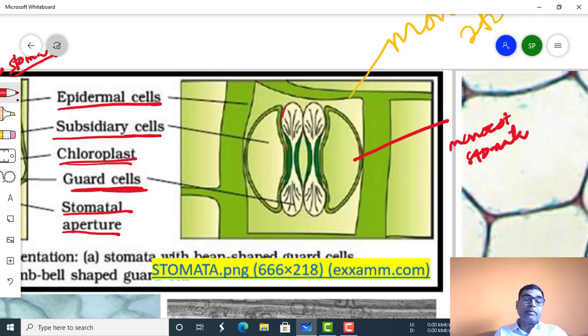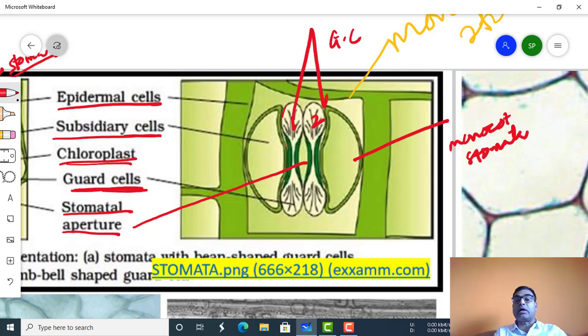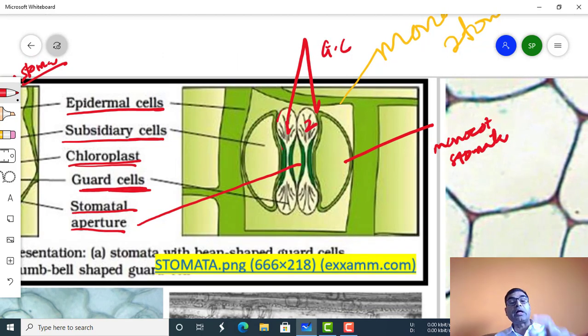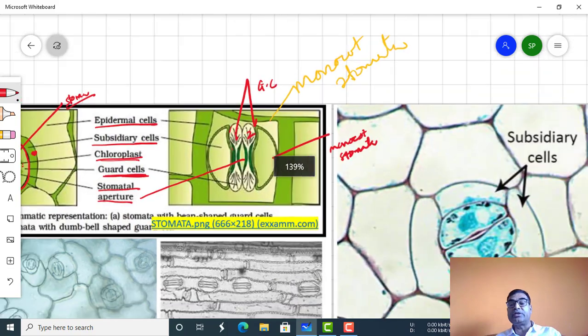This is a stomatal aperture. And these two, first and second, are the guard cells. A distinct character of these guard cells is that they are dumbbell shaped. If such dumbbell shaped guard cells form the structure of stomata, then it is usually a monocot stomata, a graminaceous type of stomata. So what is the characteristic of the graminaceous or monocot stomata? That the guard cells are dumbbell shaped.